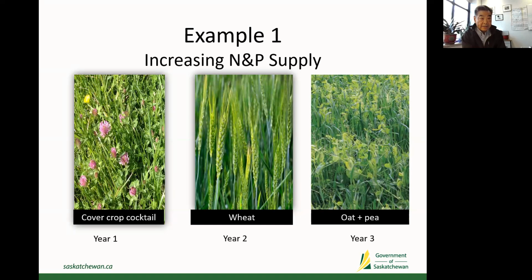And in that case, the pea would be able to fix the nitrogen for itself and leave all the soil available nitrogen for oats. Oats is not a big consumer of the soil nitrogen. So probably you would be able to achieve a better yield of both crops in that case. And then in the fourth year, you go back to cover crops. This is the one thing.